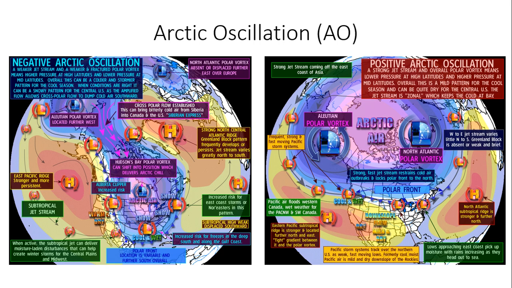With a positive Arctic Oscillation, look at the difference. You get more of a west to east flow. The polar front jet stream is pretty much west to east, and of course, the polar front generally is going to be parallel with the polar front jet stream. So much milder air with a positive Arctic Oscillation. Big differences between negative versus positive.